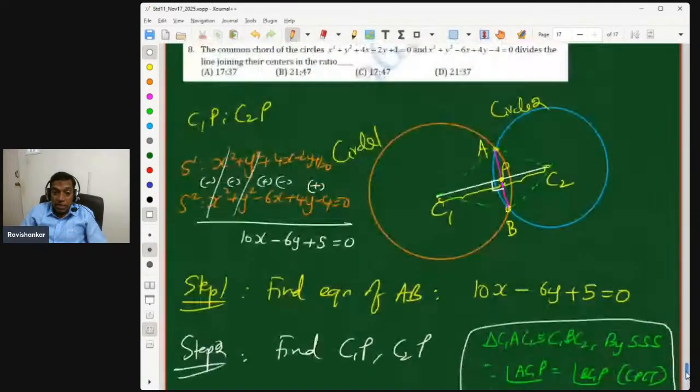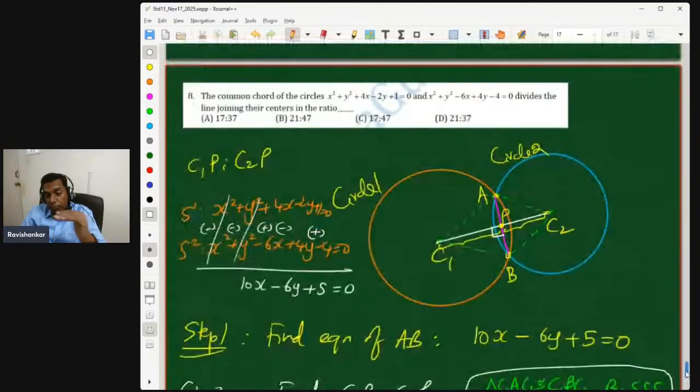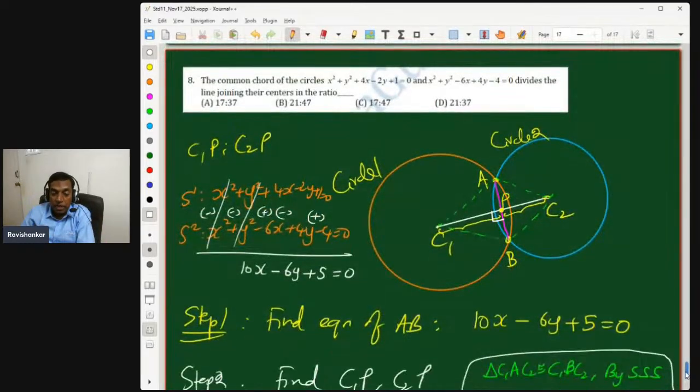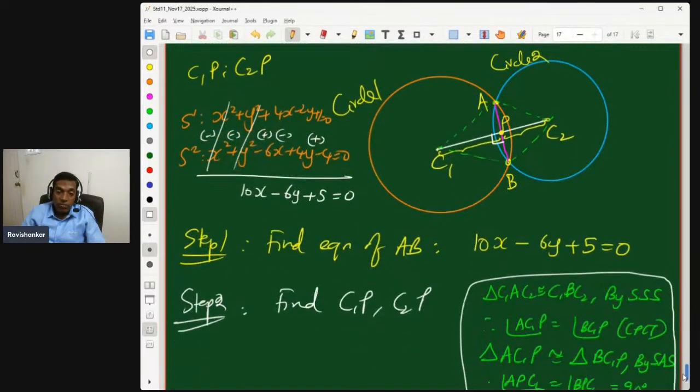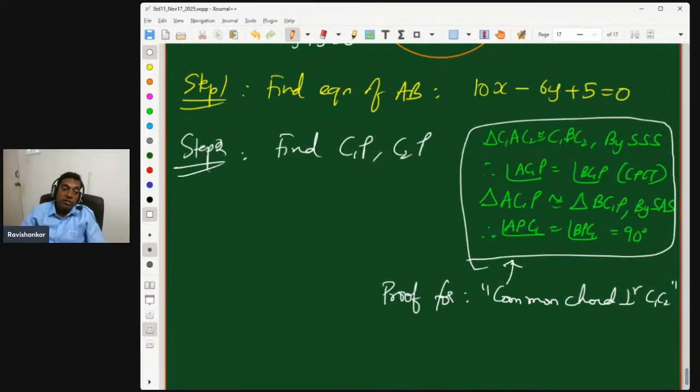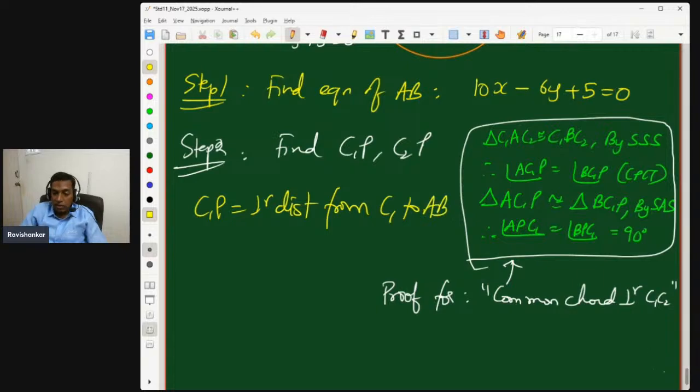Okay, so that means if you just find the perpendicular distance from C1 to AB and C2 to AB, that's enough. Okay, so C1P is the perpendicular distance from C1 to AB.